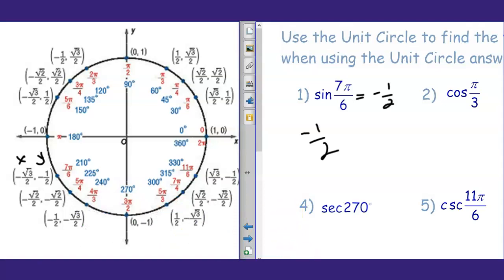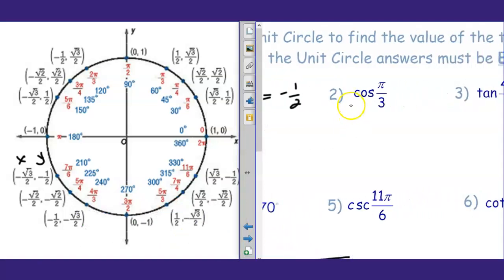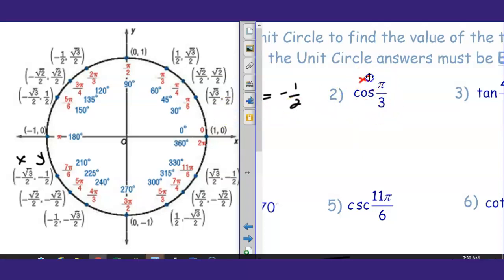Cosine of pi over 3. Cosine is your x value. So I go to pi over 3, and I look right here. The x value is right there, 1/2.